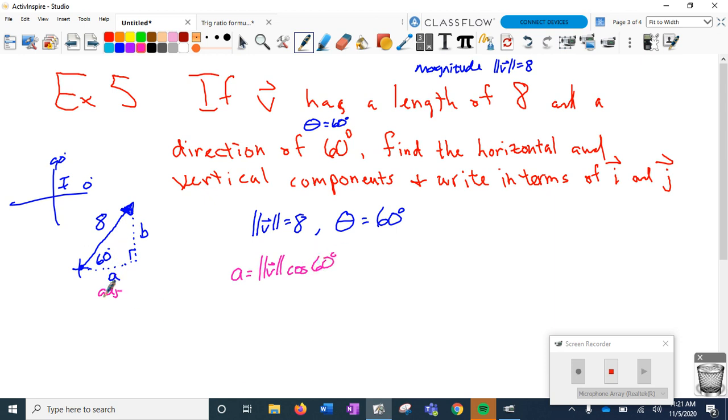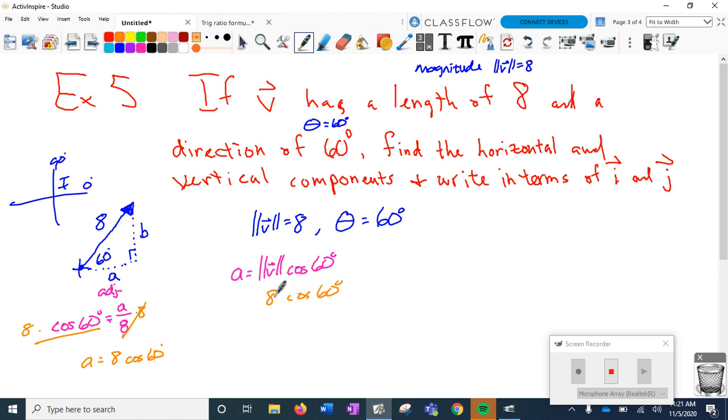If I want A, I would say cosine of 60 degrees equals the adjacent side A divided by 8. Well, you remember the math that's got to take place. I'm going to multiply by 8 on both sides to get A by itself. So A is going to be 8, the magnitude, times cosine of 60 degrees. So 8 times cosine of 60 degrees.